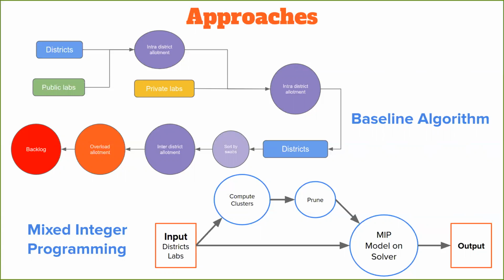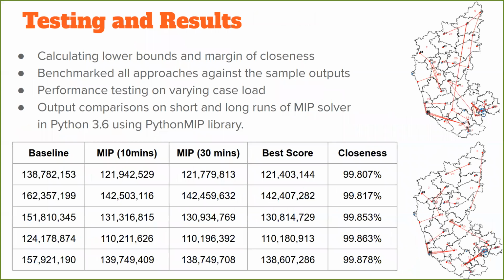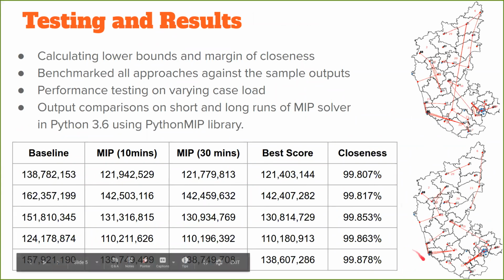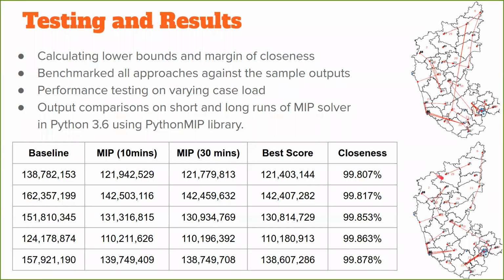Now we'll describe the results our model produces. On the right, you can see the maps of our outputs on two of the test files. Blue dots are labs, red dots district HQs, and lines drawn in between show inter-district transfers. The table shows our scores on the final test data provided. Since we've used an open source solver, our solutions are easily reproducible. The baseline column shows the results of the intuitive algorithm discussed earlier.